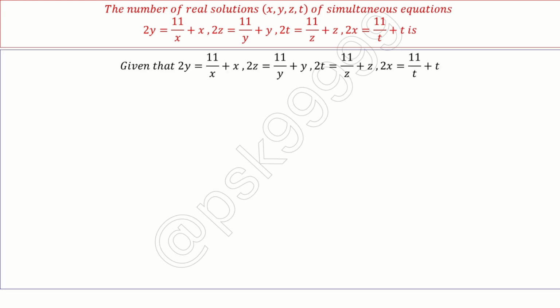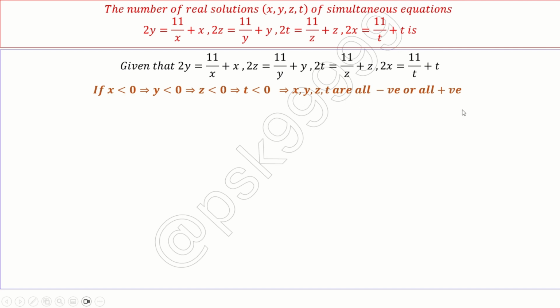Now first let's see. This is what is given. Let's say if x is less than 0, what happens? 11 by x is negative, right? So y also will be negative. If y is negative, z also is negative. If z is negative, t also is negative. If t is negative, again x is negative. So it's cyclical, which is satisfied, right? If x is positive, then y is positive, z is positive, t is positive. So x, y, z, t are all negative or all positive.